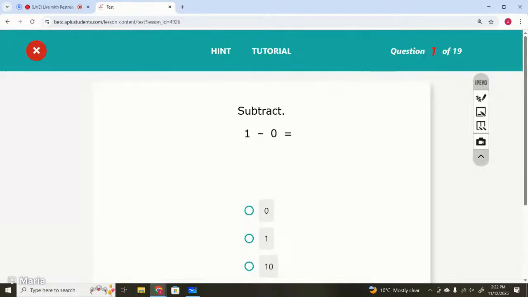Subtract 1, take away 0. Subtracting 0 from any number means the number stays the same. So 1 minus 0 is 1.